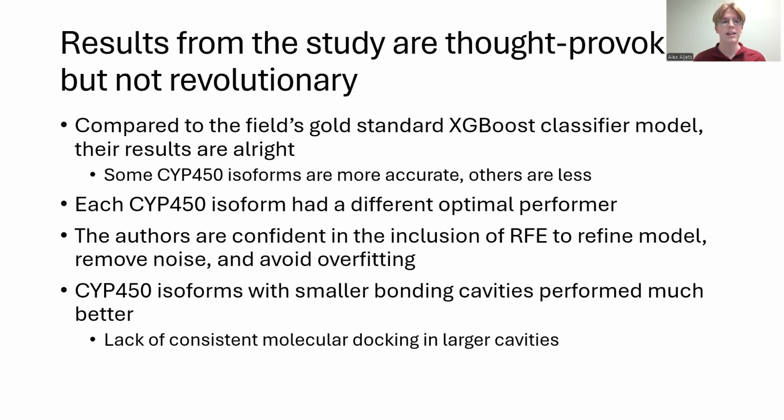Others are not. The authors kind of choose to focus more on the inclusion of RFE to refine the model, avoid overfitting. That could have possibly taken place in the XGBoost model. Each isoform ends up having a different optimal performer. And as I mentioned before, the smaller binding cavities perform better.